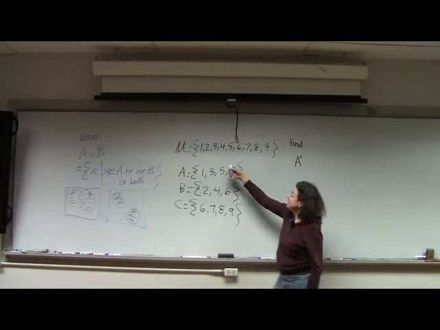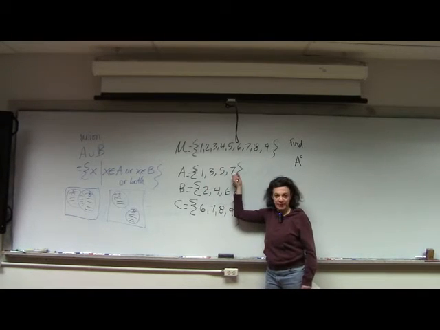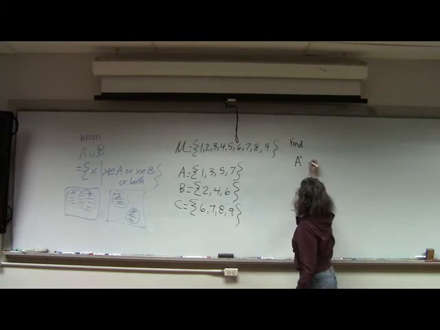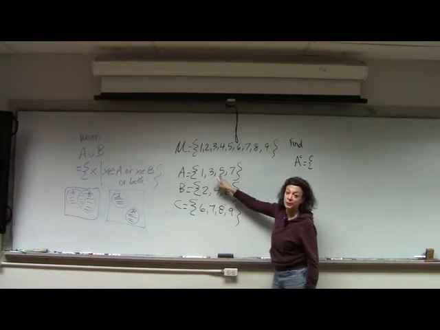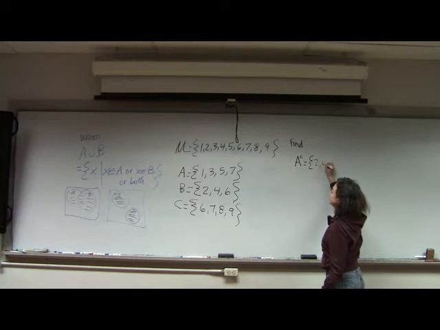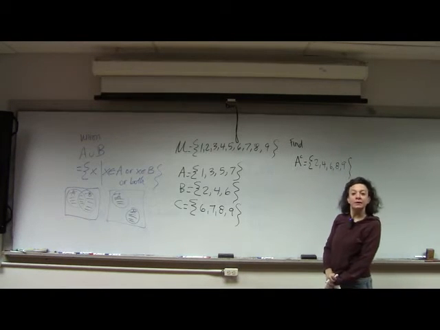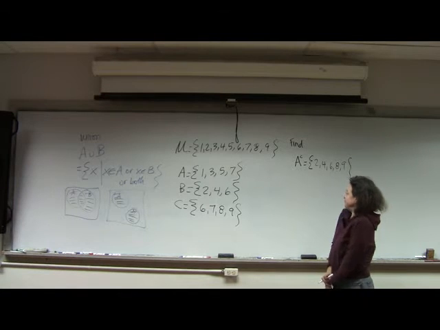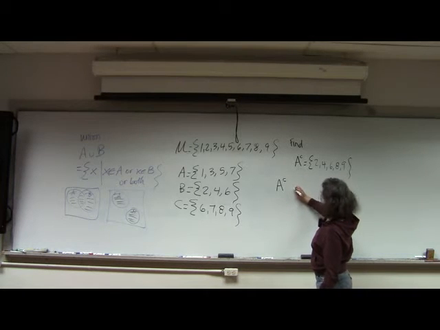A complement is everything in my universe except for what's in A. So I claim A complement is everything except 1, 3, 5, and 7. So it's 2, 4, 6, 8, and 9. All right. Well, what if I asked, what is A complement intersect C?